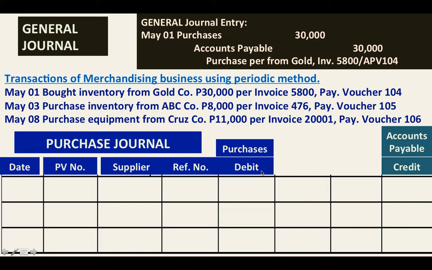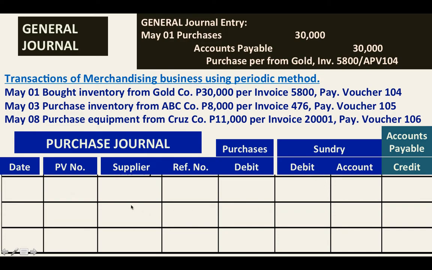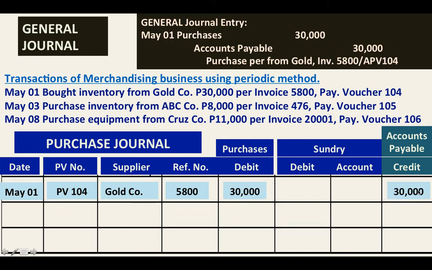But there can be other debits, meaning meron tayong biniling iba other than the purchases account. Meron tayong biniling iba, and we can call that sundry. And the sundry can be divided into two columns, which is the amount and the account. Kung ano yung amount and then the account. So in this case, on May 1st, the way we are going to record this transaction will be: the date is May 1 and the reference of recording is APV 104. By the way, APV, we can also call that accounts payable voucher or just simply payable voucher. They are synonymous. So 104, and the supplier is Gold Company. The reference number is the invoice 5800, and then debit 30,000 and credit accounts payable 30,000.